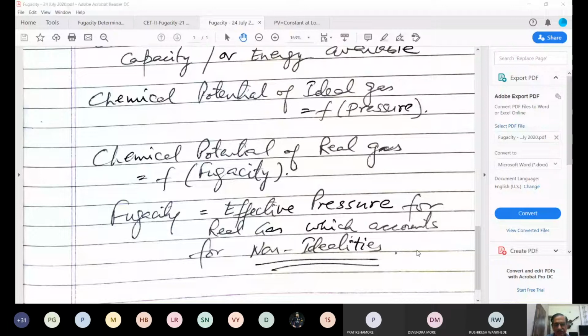समझा क्या? ओके सर, समझा. और किसी कोई डाउट है?